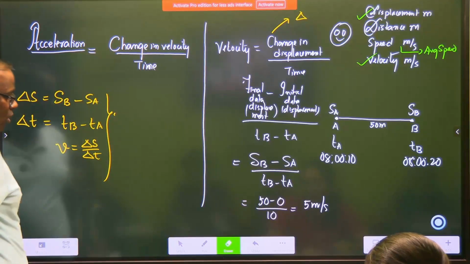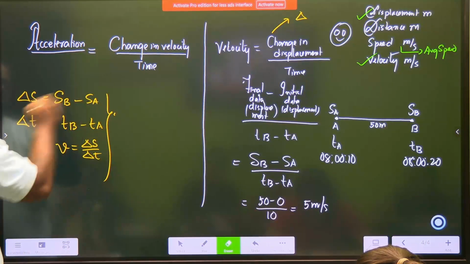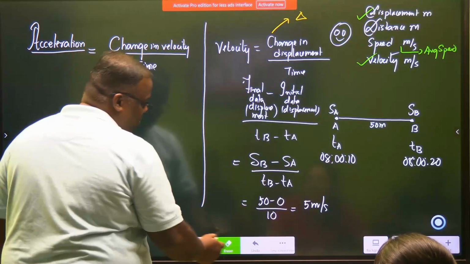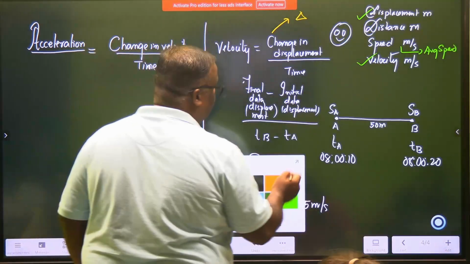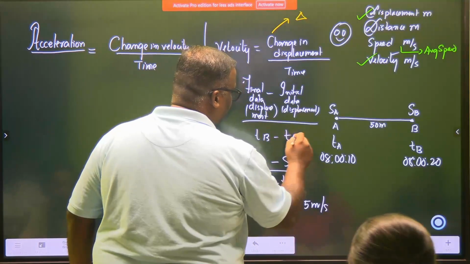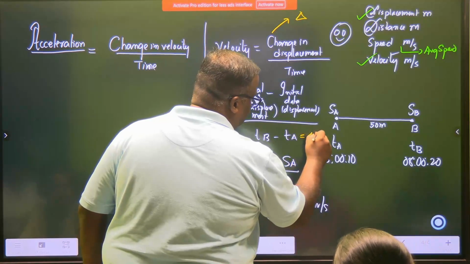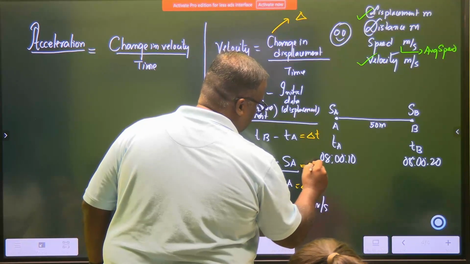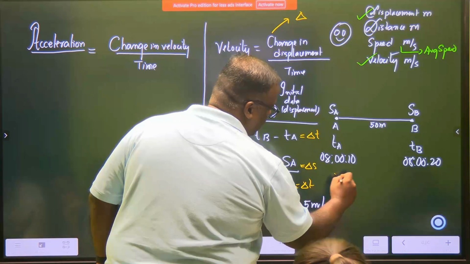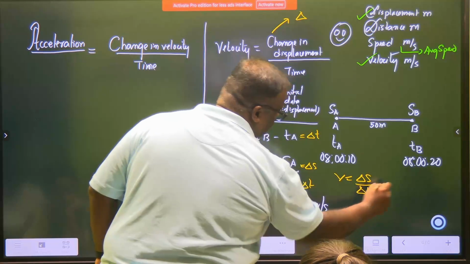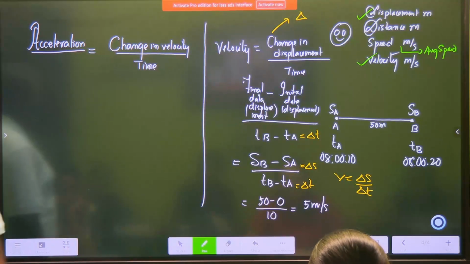So I'm wiping this off now. If you have understood what I have explained to you, then I'm just putting some nomenclatures out here. This quantity is delta T, this quantity is delta T, and this quantity is delta S. Therefore, velocity is said to be the change in displacement over the change in time.